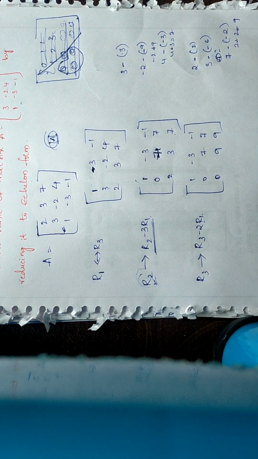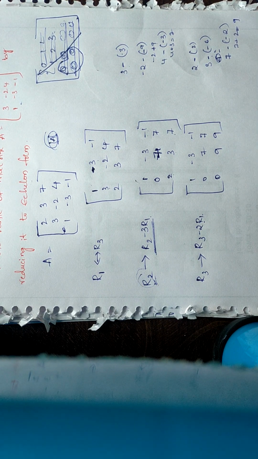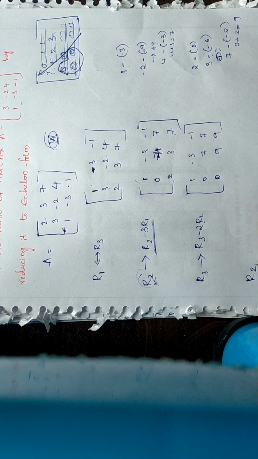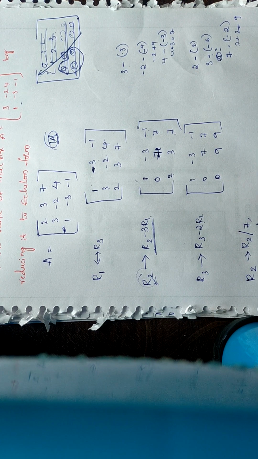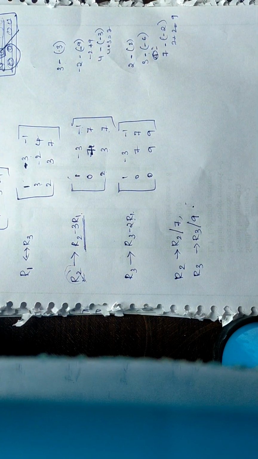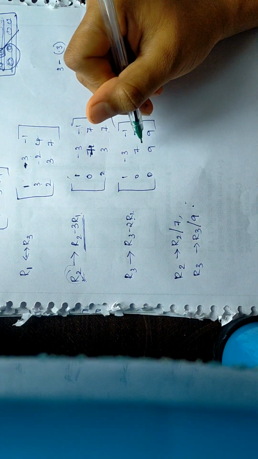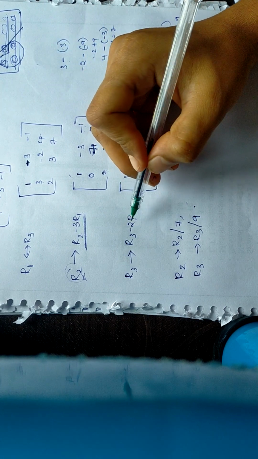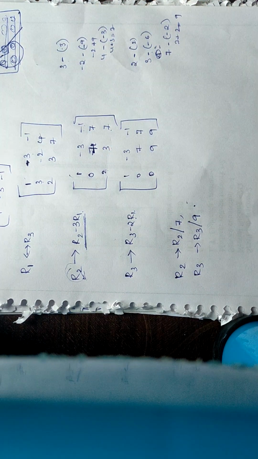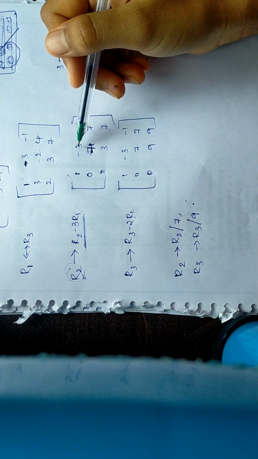Now what you can do here is take R2 as R2 divided by 7, and R3 you can change as R3 divided by 9. Right? Why am I doing this? Okay, you'll get ones. So when you get ones easily, you can go for this kind of operation, multiplying with whatever number we have, and we can subtract.